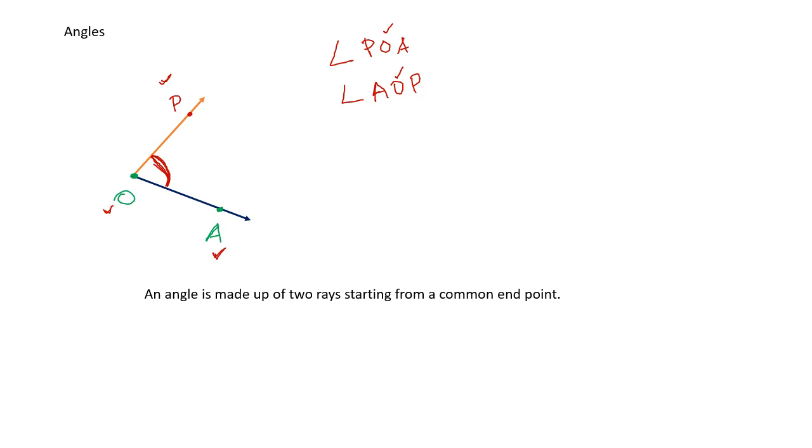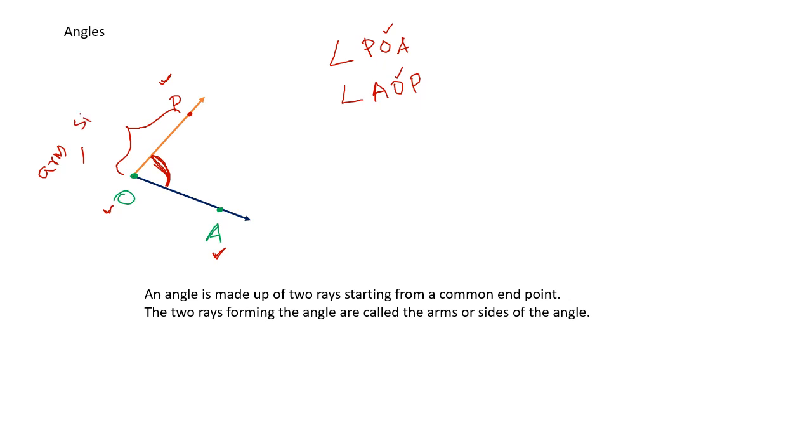So, an angle is made up of two rays starting from a common endpoint. Here the common endpoint is O. The two rays forming the angle are called the arms or sides of the angle. So this OP, O and P, is known as one arm of the angle, or we call it a side of the angle. Similarly, you have OA. We call OA an arm of the angle or a side of the angle. OA and OP are known as the arms of the angle, or the sides of the angle.